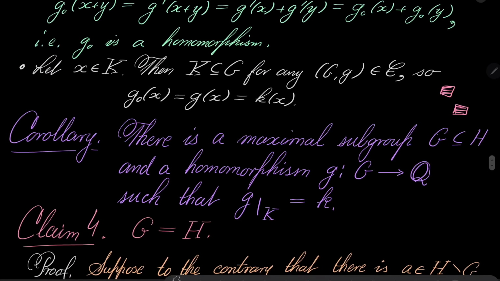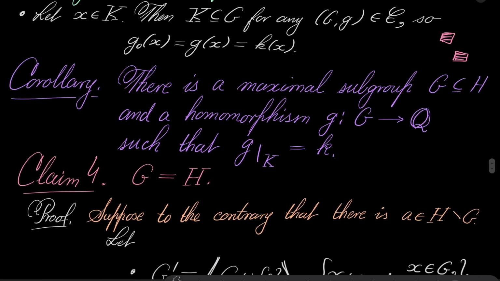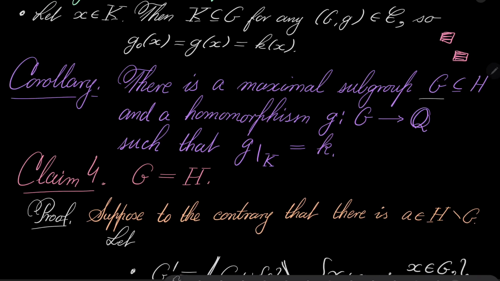Corollary: there is a maximal subgroup of our group H, and there is a homomorphism G extending homomorphism K. It follows from the Kuratowski-Zorn lemma. All right. Now, fourth claim. I claim that this maximal subgroup G equals the whole group H. If I show that, this is the end of the proof.